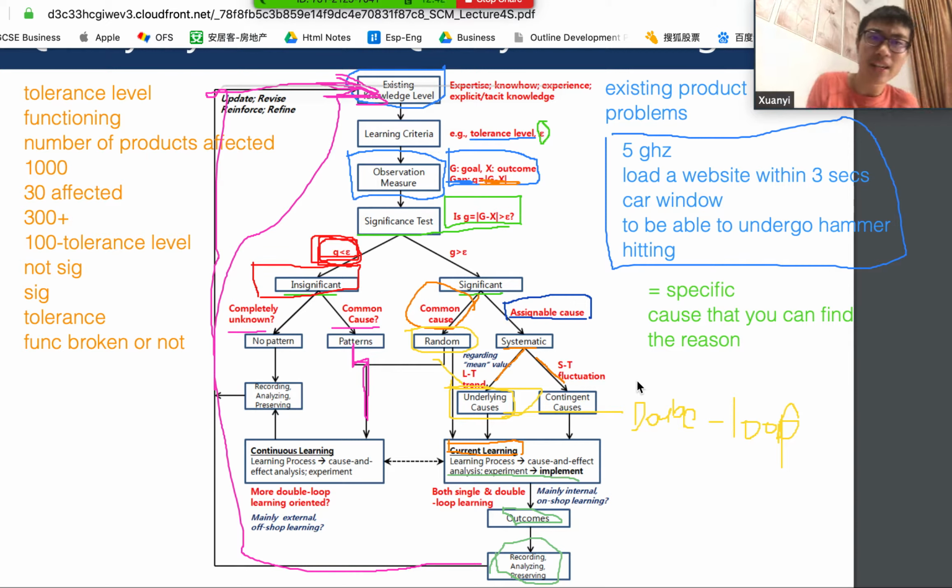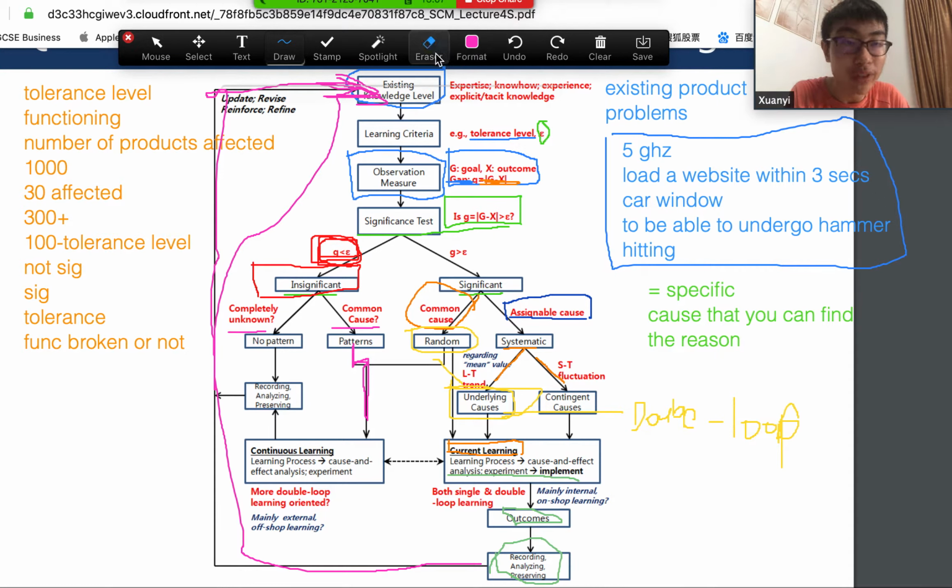So this is basically a discussion about our learning logical timeline. So what we do at each step. This is about how to identify a problem, how do we classify whether it's a significant problem or not, and afterward we have to find out what we do. We have to conduct single loop and double loop learning and record, analyze, and preserve the problems. So that's about that. Maybe you can take some notes on this.